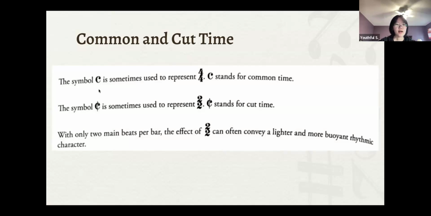So basically common time is a C. It represents 4/4 time. And the C with a slash in the middle is used to represent 2/2 time. And here it says that with only 2 main beats per bar, the effect of 2/2 can convey a lighter character. Since it's a bit slower, with only 2 beats, it would be a bit lighter in rhythmic character. So an important thing is that time signatures and how fast or slow they are can also convey things about the music.